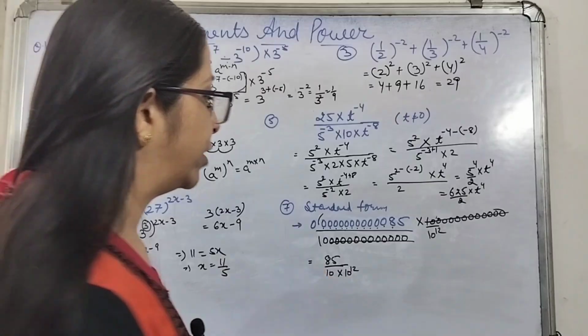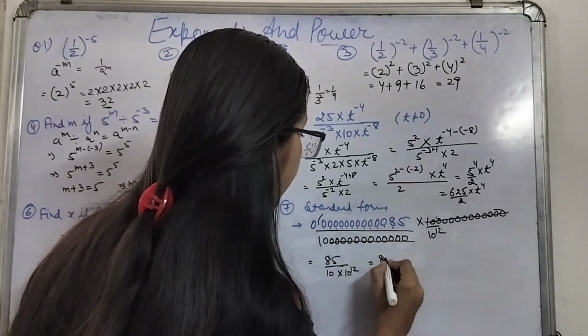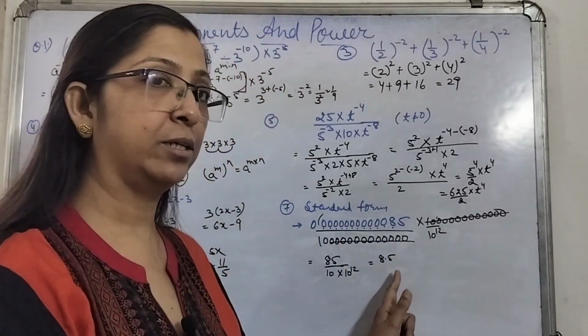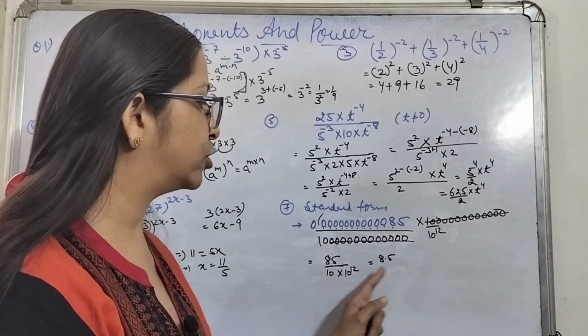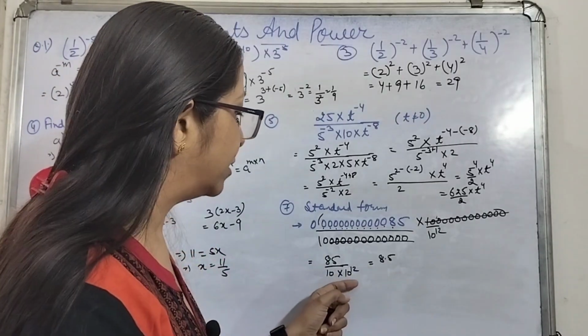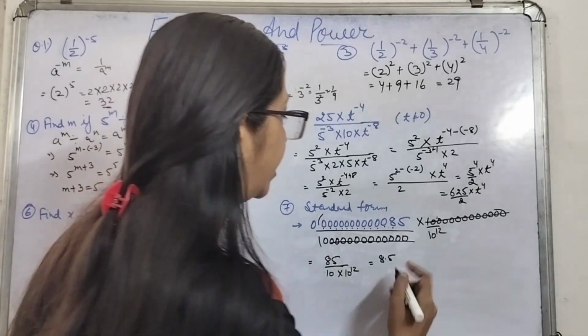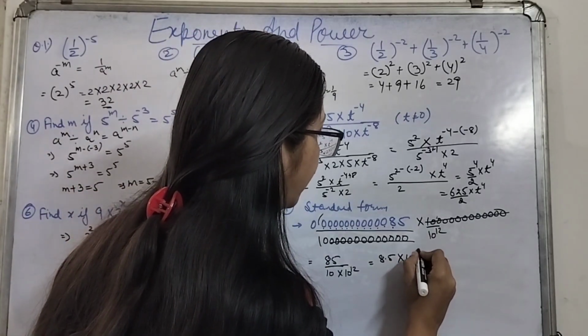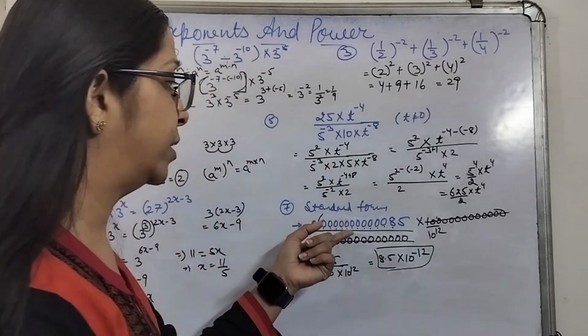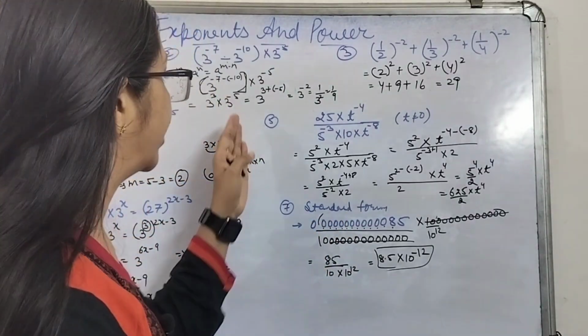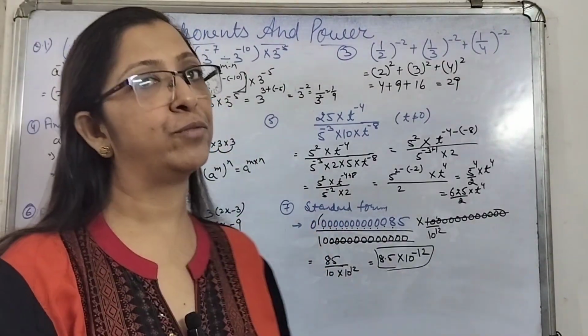85 divided by 10 will be 8.5, because we want the decimal after one digit. So that's the reason we have taken it like this. 85 upon 10 could be written as 8.5, and this 10 raised to the power 12 in the denominator will be 10 raised to the power minus 12. So this will be the standard form of this number. So this is how we can solve the questions using laws of exponents.